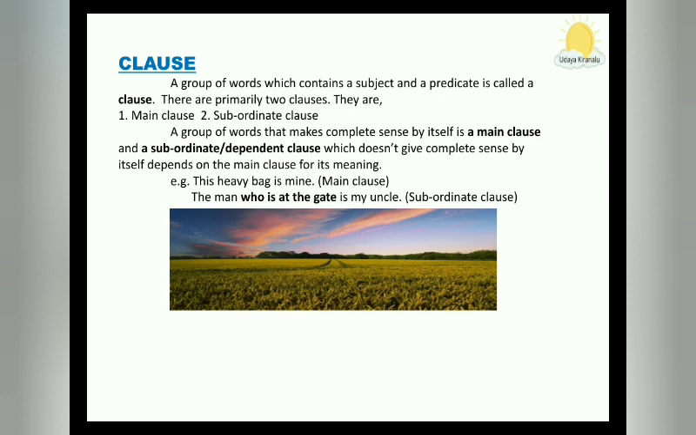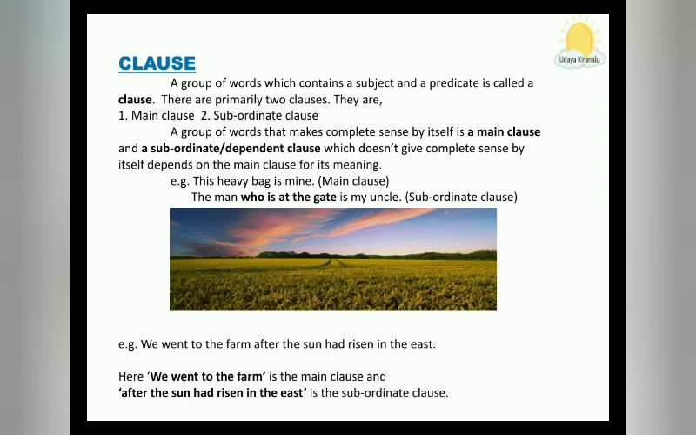Let us say something about this picture. We went to the farm after the sun had risen in the east. Here, we went to the farm is the main clause because it is giving us complete meaning. And after the sun had risen in the east is the subordinate clause because it depends on the main clause for its meaning.